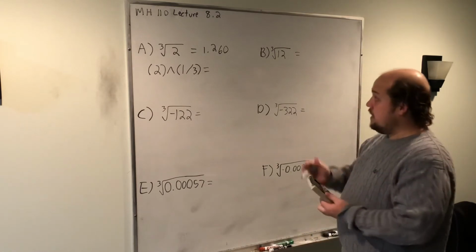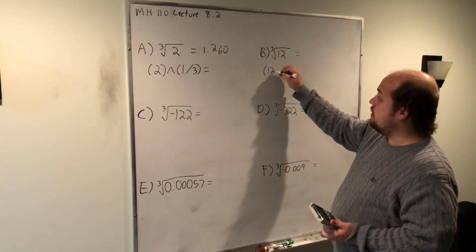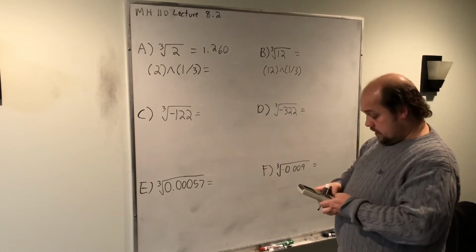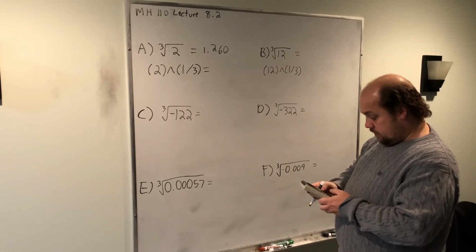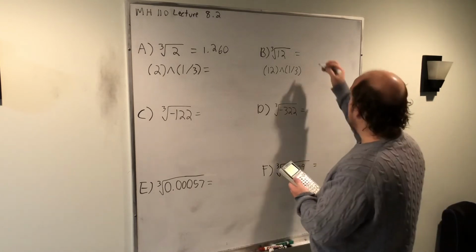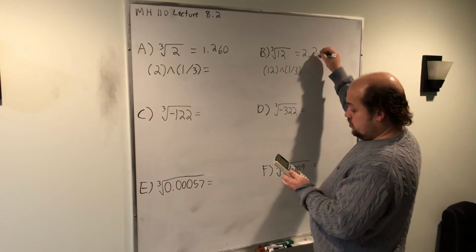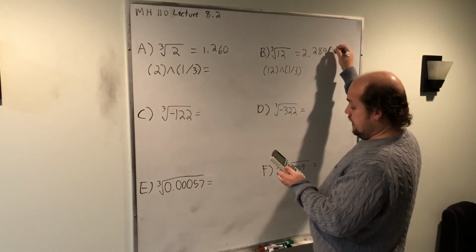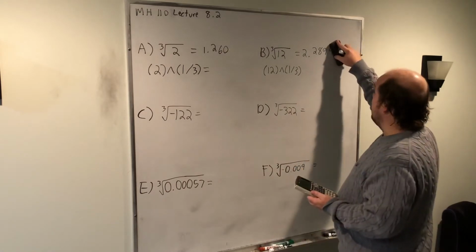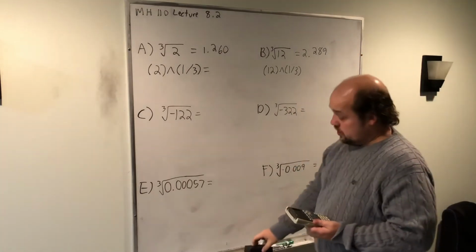For part B, I'm again going to put it into my calculator as 12 to the power of 1 divided by 3. When I do that, 12 to the power of 1 divided by 3 gives me 2.2894. Since the fourth digit is 4 or less, I can just drop that digit.